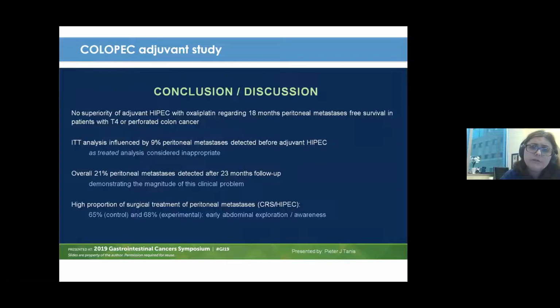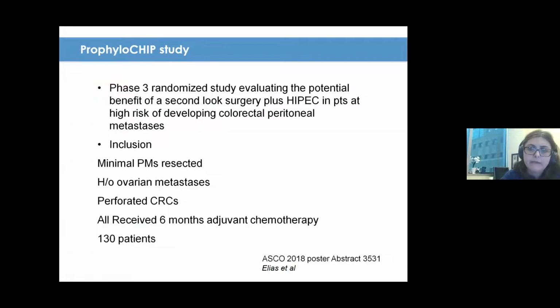So the conclusion is that we didn't really see, at least in this trial, the superiority of adjuvant HIPEC with oxaliplatin at 18 months in patients that are high risk. We also noticed that despite treating these patients with systemic disease, we actually see an overall failure of 21%, confirming that, unfortunately, prediction that we anticipated.